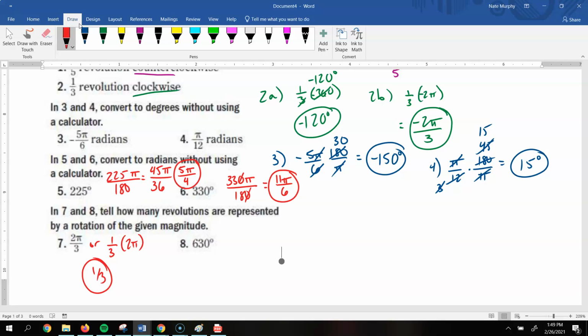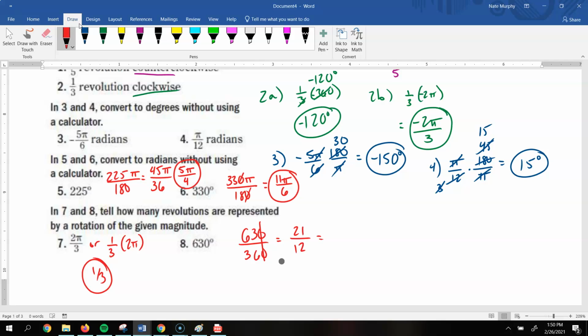Now, 630 is obviously more than one rotation around the circle. So what we can do is say this would be the same as 630 over 360. We want to figure out how many rotations or revolutions around the circle this would be. So then we just reduce this. I see that 10 goes into both of those. I see that 3 goes into both of these numbers. So 3 goes into 63 21 times, and 3 goes into 36 12 times.